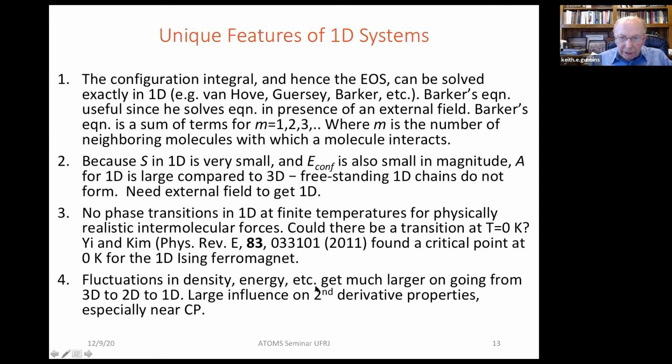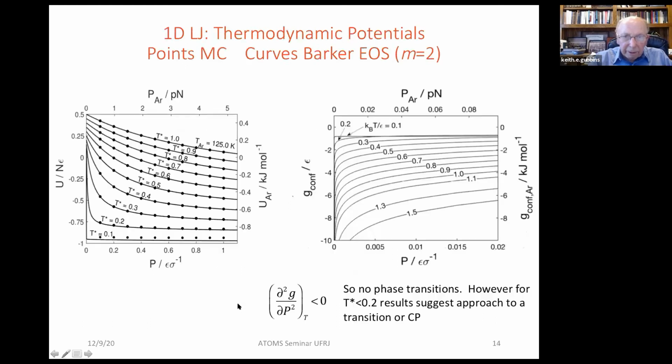These fluctuations get much larger on going from 3D, 2D to 1D, as we showed, and this has a big influence on the second derivative property. So first of all, here are some 1D results for the internal energy, which is the thermodynamic potential for an isentropic constant volume system. These points are molecular simulation, Monte Carlo points, and the lines are Barker's theory.